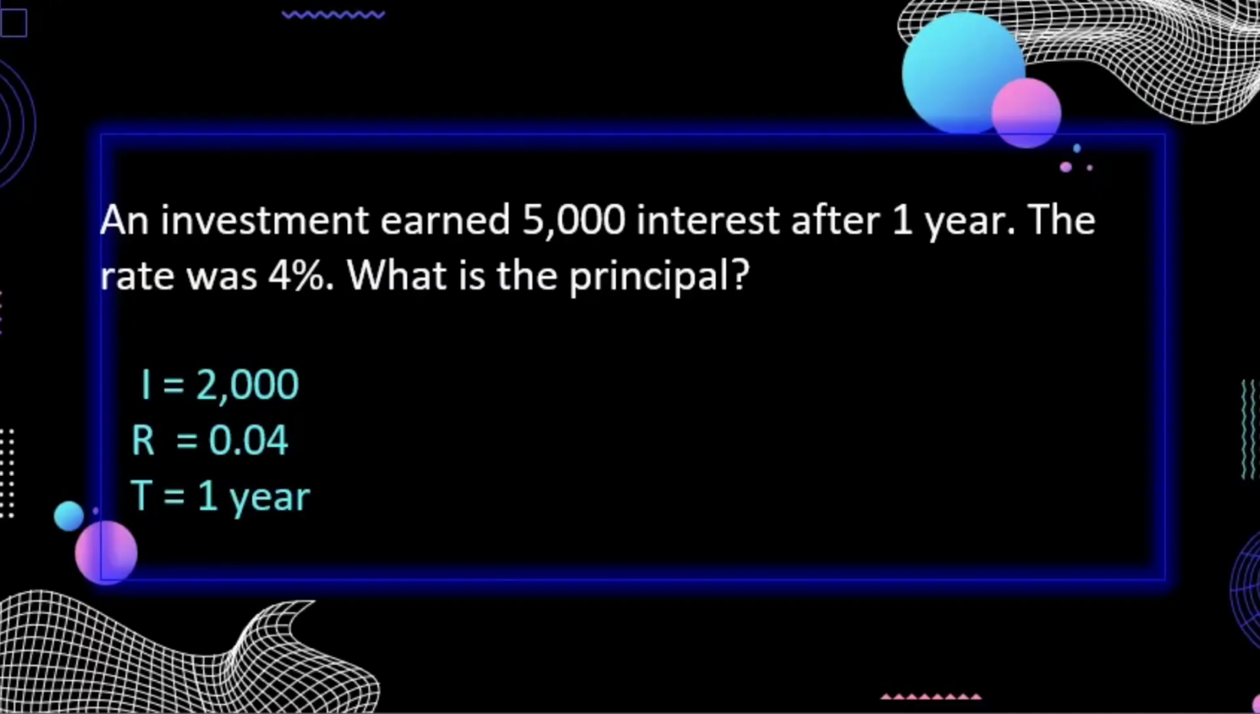But what if the principal is what we are finding? Here's an example. An investment earned 2,000 interest after 1 year. The rate was 4%. What is the principal? So first, we are going to list down the given values in the problem. For our interest, we have 2,000. For our rate, we have 0.04. And for the term of loan, we have 1 year.